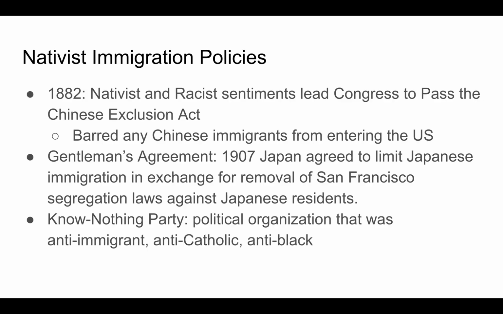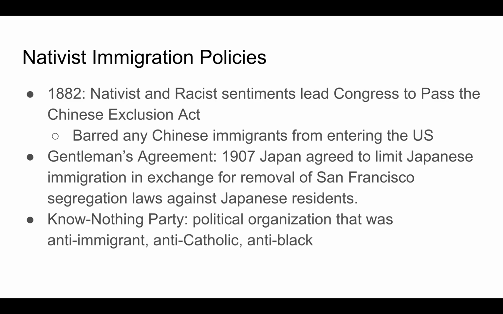During this Gilded Age period and into what we would call the Progressive Era as well, there are laws that are passed that promote this nativist idea, right? Limiting immigration and keeping America American. In 1882, racist and nativist laws lead Congress to pass something called the Chinese Exclusion Act. This is the first time in American history that it specifically barred any Chinese immigrant from entering the United States.